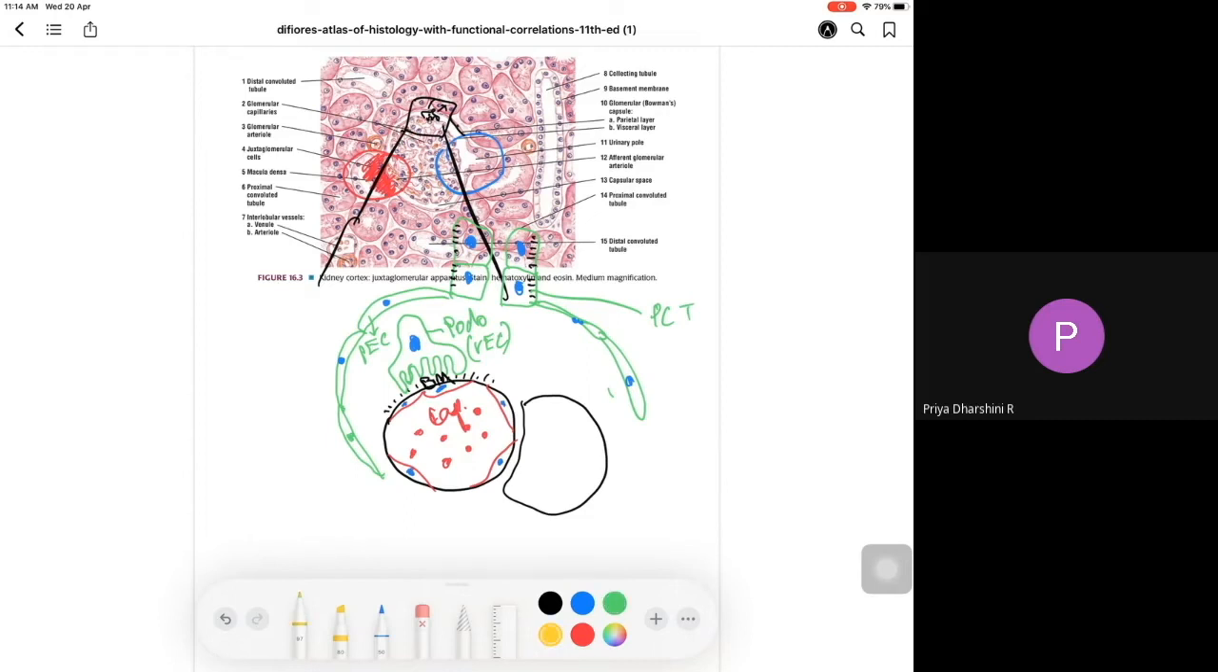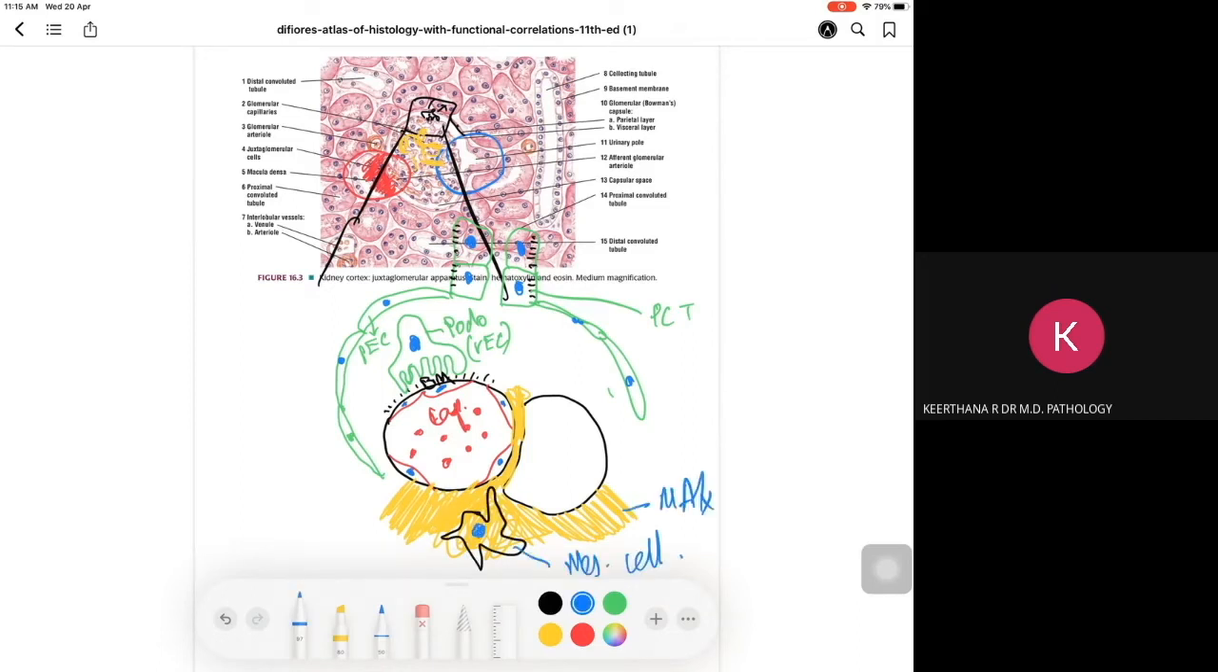There are a few more things in between. What is the thing in between the capillary loops? That is the mesangium. The yellow color is mesangial matrix, and I am drawing cells like here. These are known as mesangial cells.